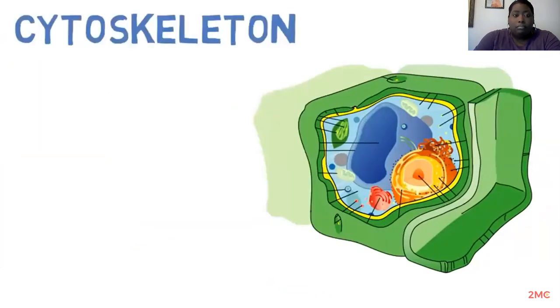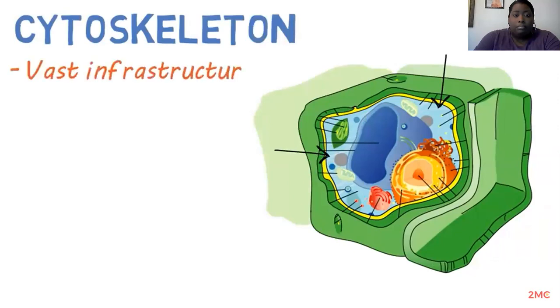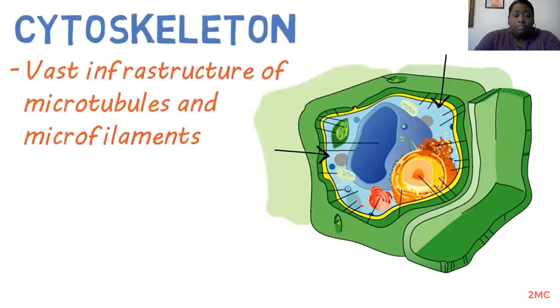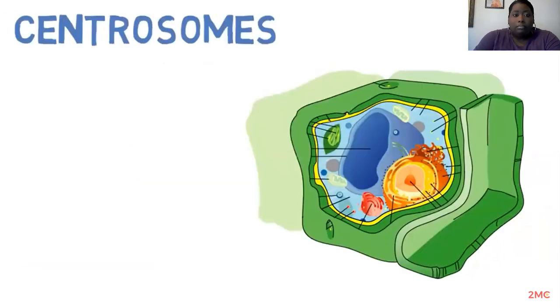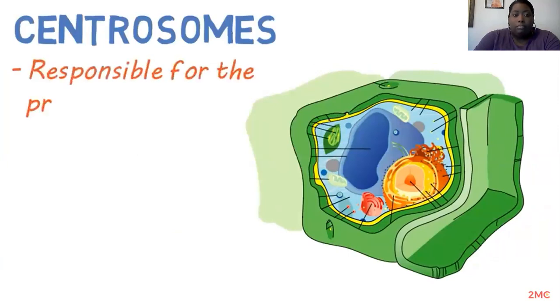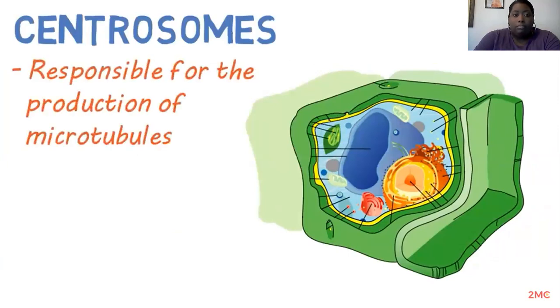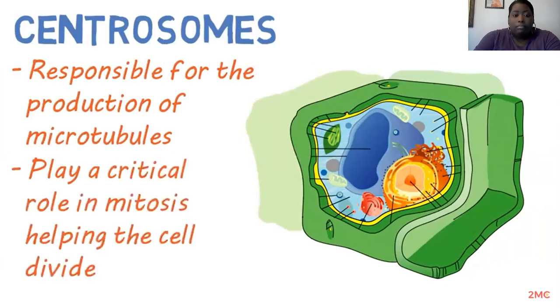The cytoskeleton is the structure of the cell. It consists of microtubules and other proteins. It gives cells their shape and structural support. The centrosomes are proteins responsible for the production of microtubules. They also play a critical role in mitosis. They attach to the cell and help keep it from being pulled apart when dividing. So that's a quick crash course in the plant cell.